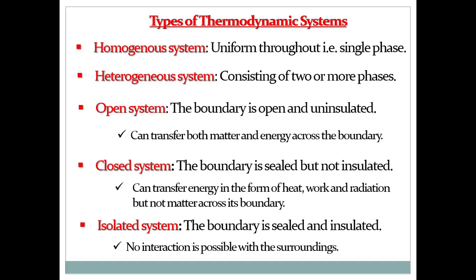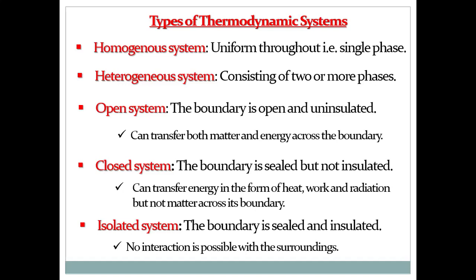So types of systems, we have 3 types of systems. We have an open system, so this is where the boundary is open and uninsulated. That means it can transfer both matter and energy across the boundary. We understand that. For an open system, just imagine a flask is just open. That means both matter, the content inside, and energy can easily flow out of that flask. And so it's an open system.